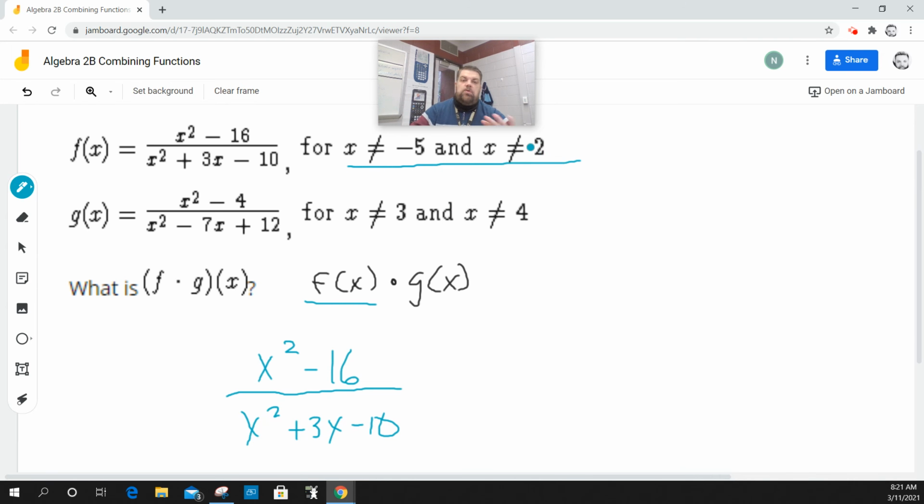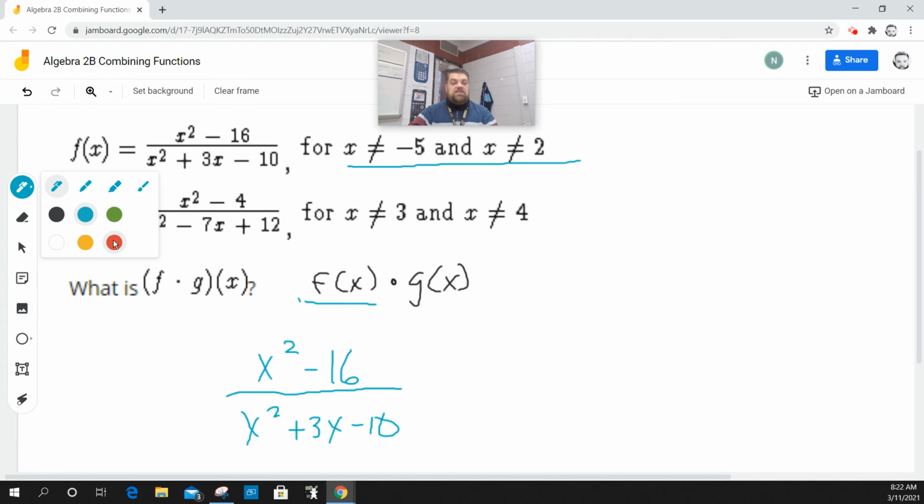There are only two types of domain restrictions. In all of the math and all of the functions, there are only two types of domain restrictions. One, you can't take the square root of a negative number. Two, you can't have 0 in the denominator of a fraction. So when they say x cannot equal negative 5, and x cannot equal negative 2, that tells me that if I plug those in the bottom here, they're going to make the denominator equal to 0. That's important because we're going to factor the denominator in a second.